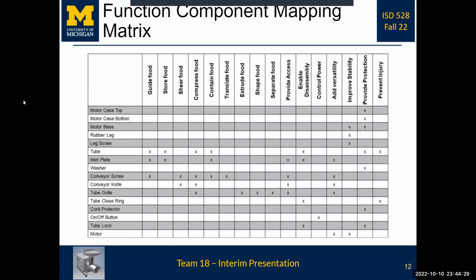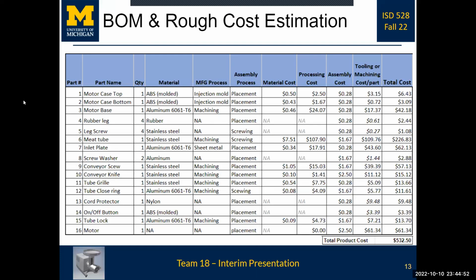Sarthak? Thank you. Next, we have the function component mapping matrix. In this table, we have all the functions placed at the top, whereas on the right-hand side, we have all the parts. For example, we have the rubber leg, which is mapped to improve stability. Its function is to give stability to the product. And likewise, we have mapped all the parts to their respective functions. Moving on, we have the BOM coming up, which will be taken care of by John.